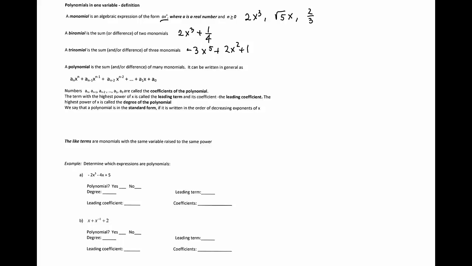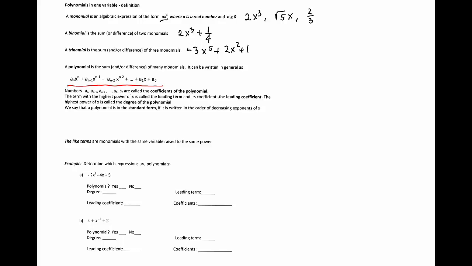Polynomials are usually written in the standard form, which means that the monomials are arranged in the decreasing order of exponents of the variable. The most general formula for the polynomial is given right here. We have the sum of the monomials. The coefficients of the monomials are a sub n minus 1, a sub n minus 2, and so on, and the powers of x are decreasing.